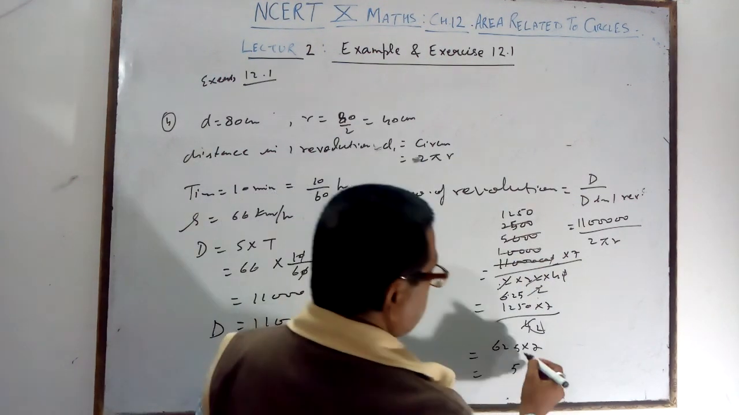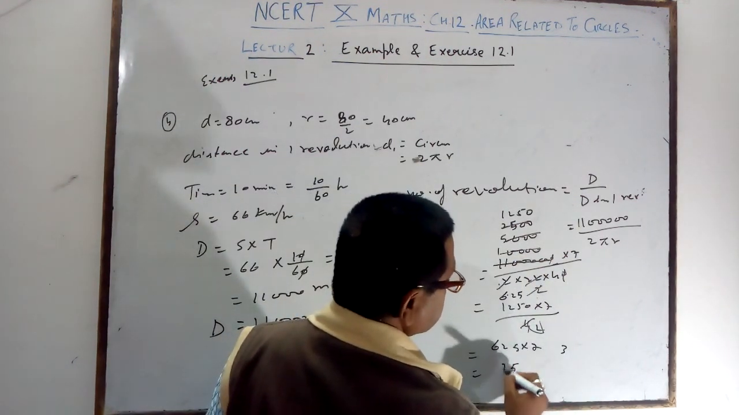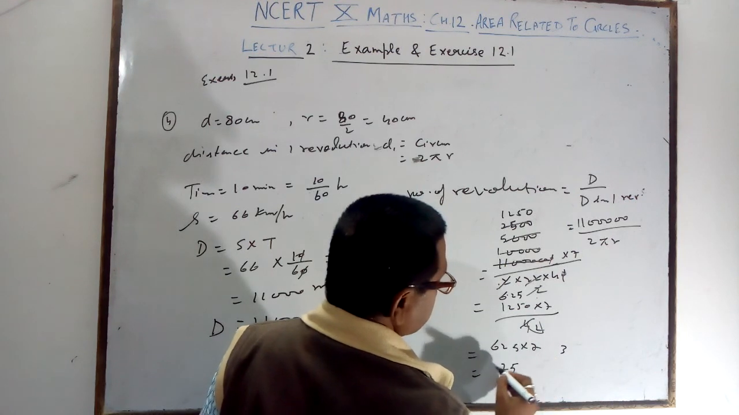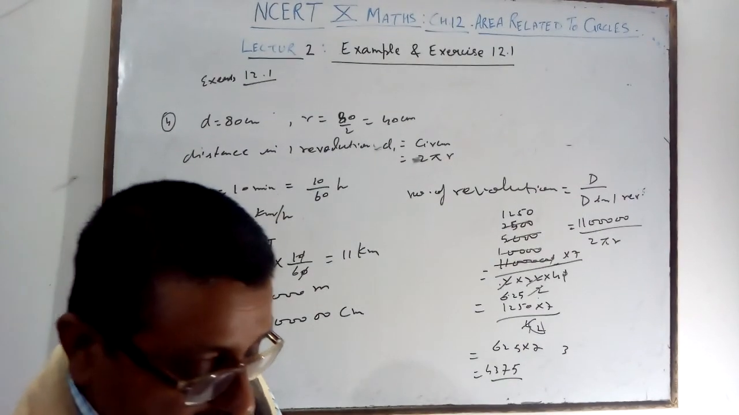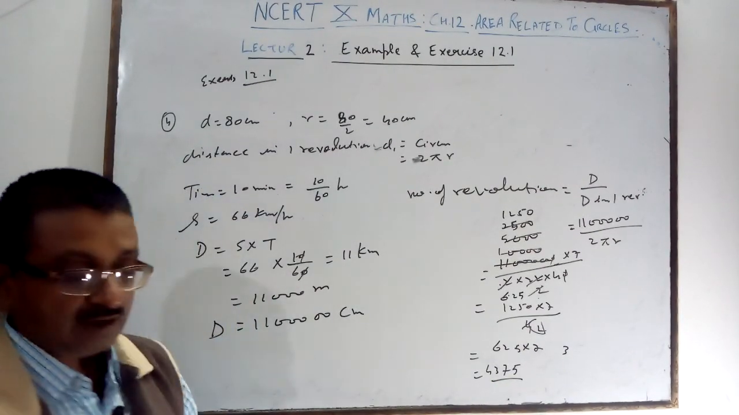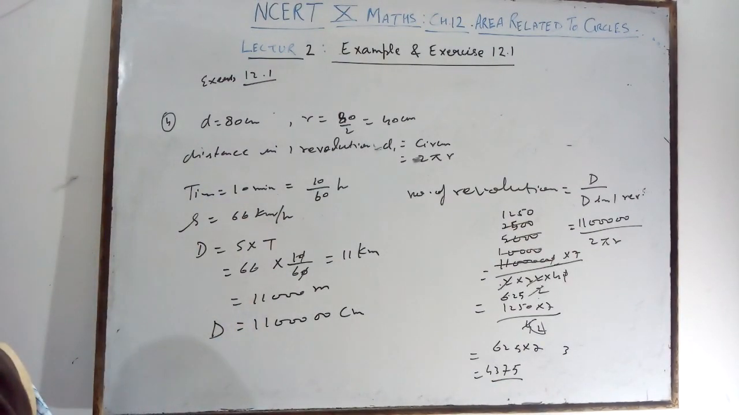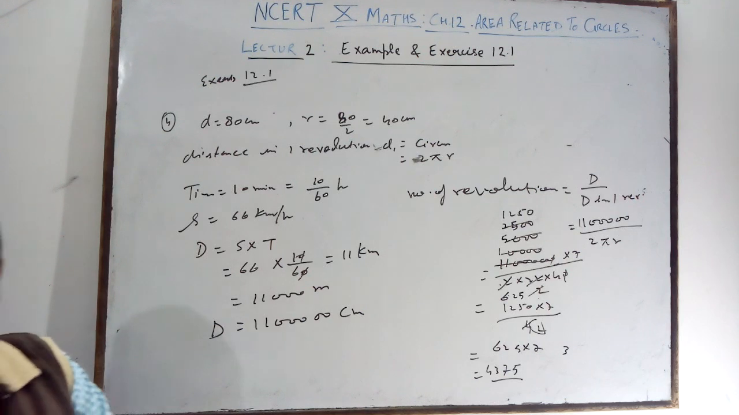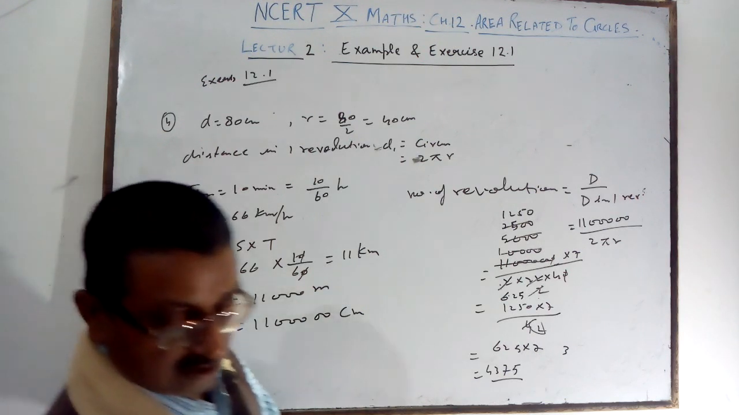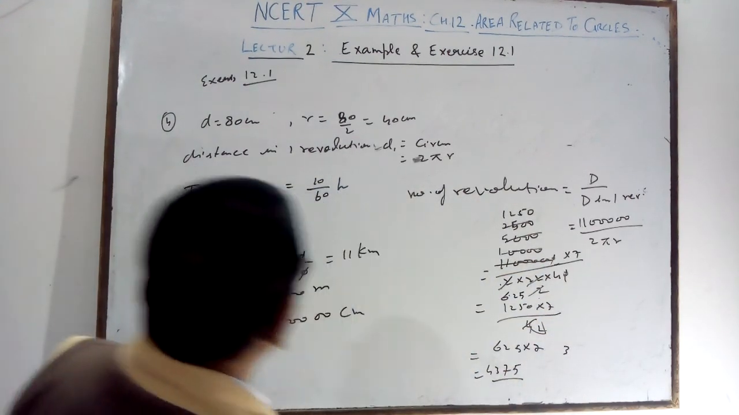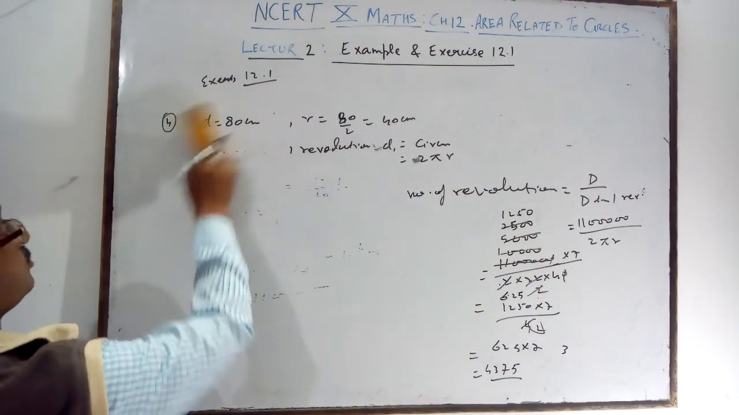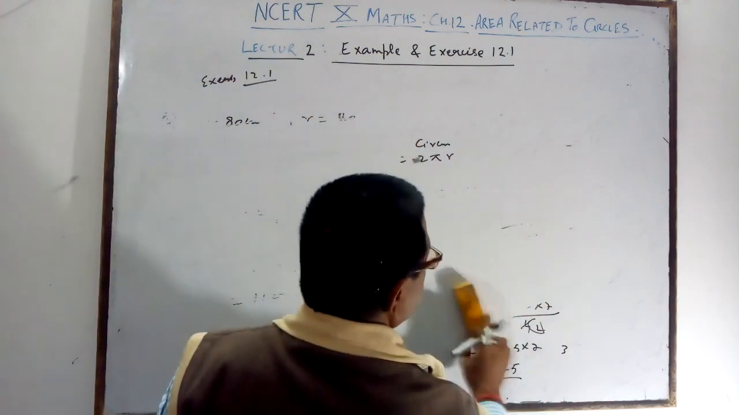Any problem? 4375. What are you getting here? Number of revolutions is 4375. The wheel is making 4375 revolutions in this. So calculation part, when any mistake is there, that you will see. Next, question number 5 you will see.